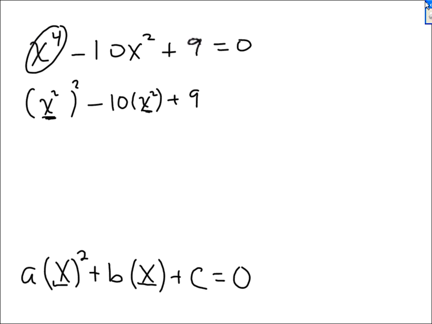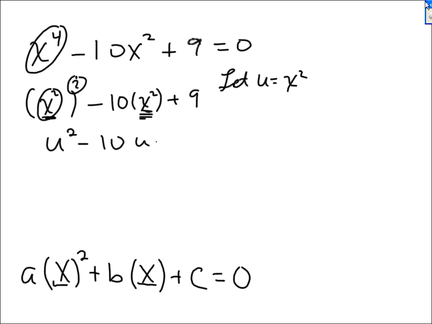If it'll make you happier, say that you prefer to let u equal x squared. So then it's u squared minus 10u plus 9, and I should have said equals 0. Now this is more standard for us.